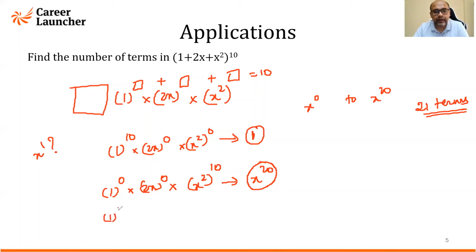You put 1 power 9, 2x to the power of 1, and you keep x square to the power of 0. So the total adds up to 10, the powers, and this becomes 2x. So yes, x power 1 is possible. Similarly, you will see x power 2, is it possible? X power 3, is it possible?